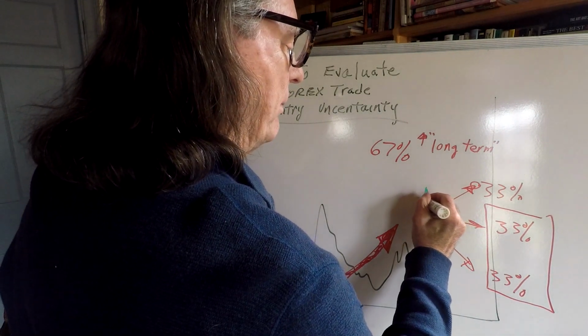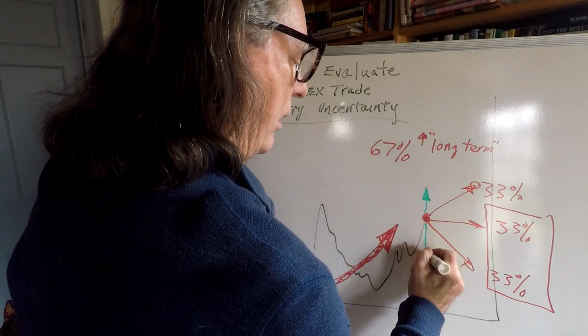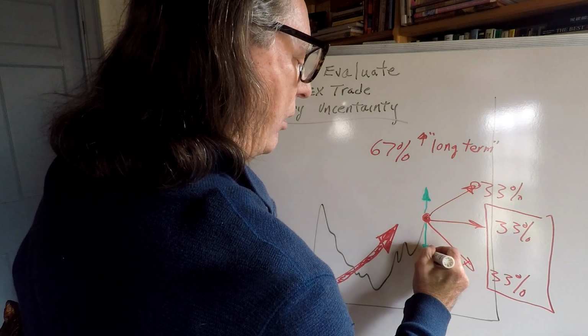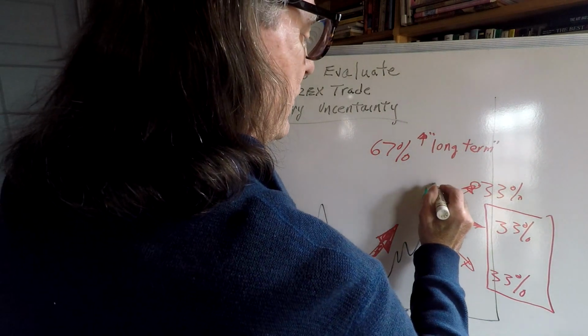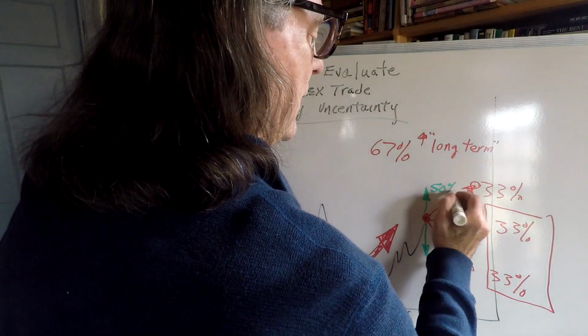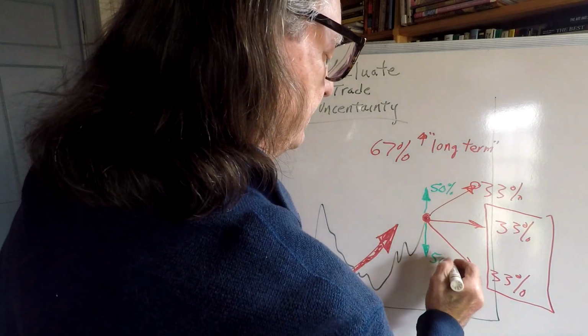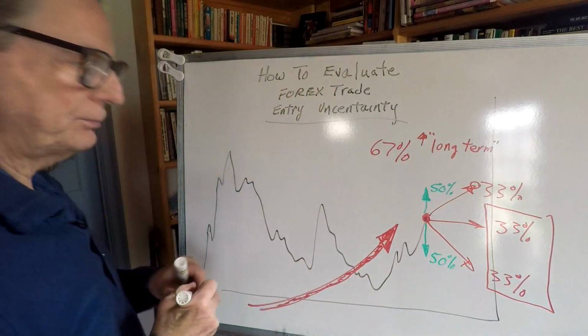It's either going to go up or it's going to go down. It's 50% and 50%. Why does that change?